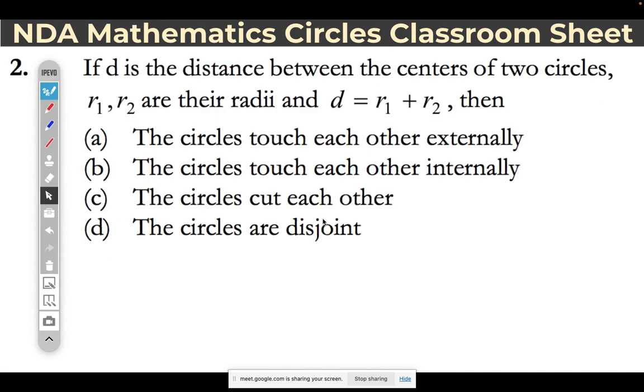Next. Solve chahiye. Solve chahiye. I'll switch on the fan.